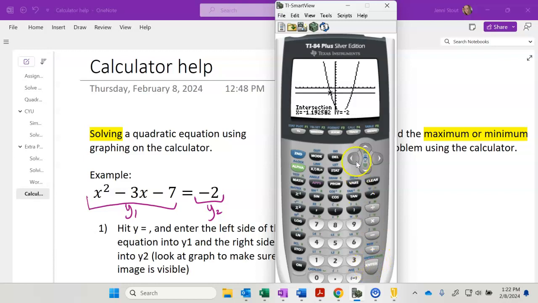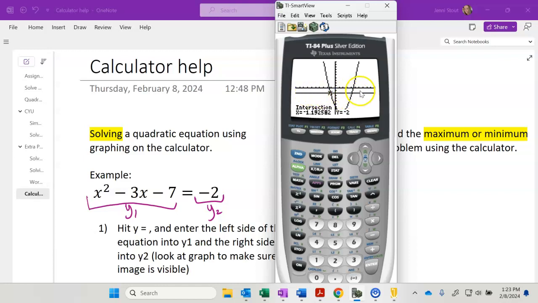You're just going to click enter 3 times, and it should say intersection, and then it's going to give you this value for x and the value for y. You'll notice the value for y is what we plugged into our second equation. All we want here is this x value. Normally, you're probably going to be asked to round to the tenths or the hundredths, so this one would either be negative 1.2 or negative 1.19.